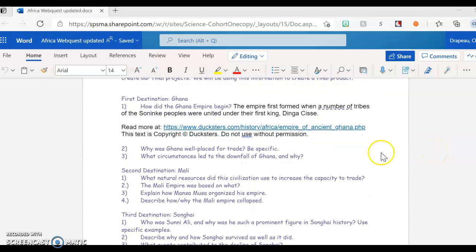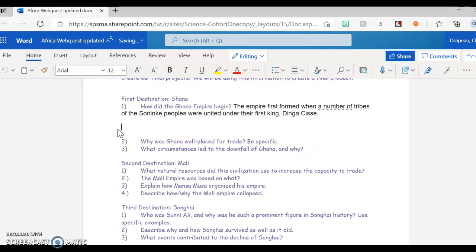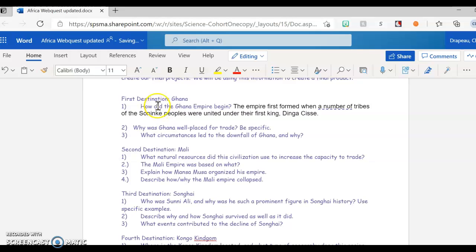And this is the web quest. So you can see I left some stuff here from before. We'll get rid of that. So our first destination is all about Ghana. We answered the first question already, so we'll start with number 2. Why was Ghana well placed for trade? So why is its location good for trade, and it wants you to be specific, and what circumstances led to the downfall of Ghana and why?